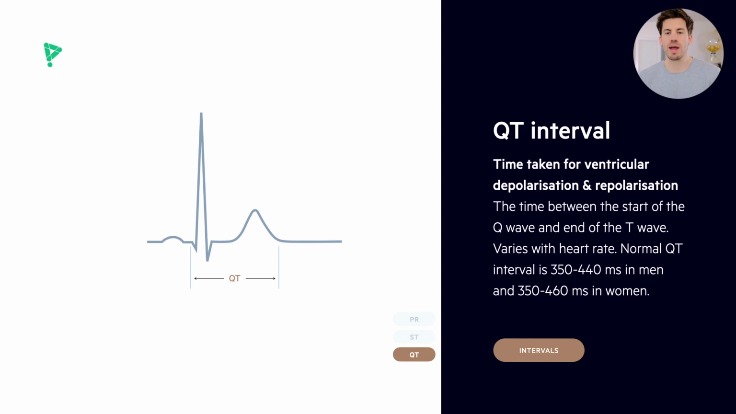Then finally, we have the QT interval, which is the time taken for ventricular depolarization and repolarization in total. So it's the time between the start of the Q wave and the end of the T wave. It varies with heart rate, and the normal QT interval is around 350 to 440 milliseconds in men, and 350 to 460 milliseconds in women. So it's slightly different depending on sex.